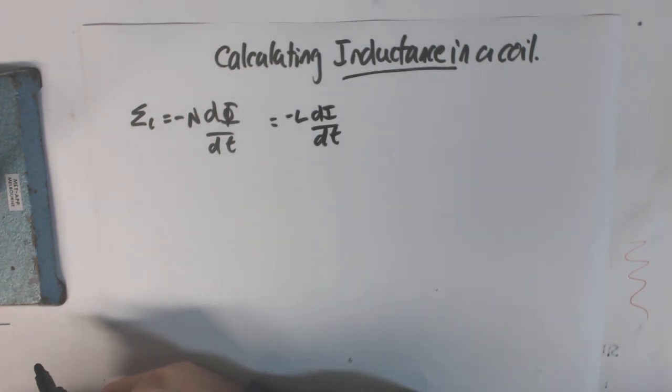Now what I want to do is physically work out what that is for a particular coil, and this L is going to be a constant thing, just like capacitance. For a given construction, it's going to have a value.